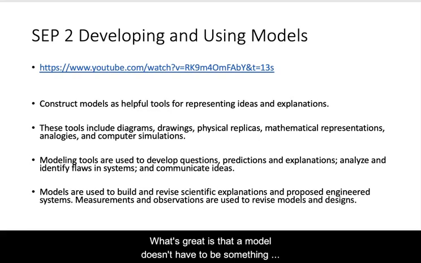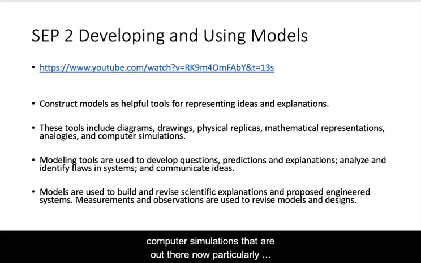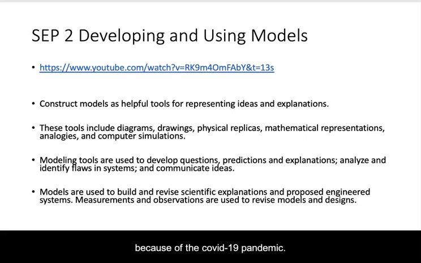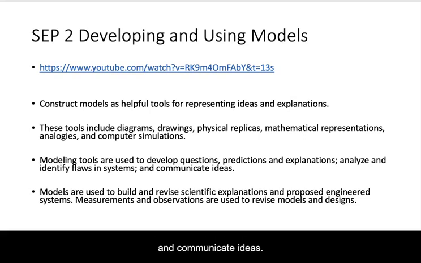What's great is that a model doesn't have to be something that's 3-dimensional. Models could be diagrams or drawings. They could be physical replicas or mathematical representations. They could be analogies. And then there's so many computer simulations that are out there now, particularly because of the COVID-19 pandemic. Modeling tools are used to develop questions, predictions, and explanations, analyze and identify flaws in systems, and communicate ideas.